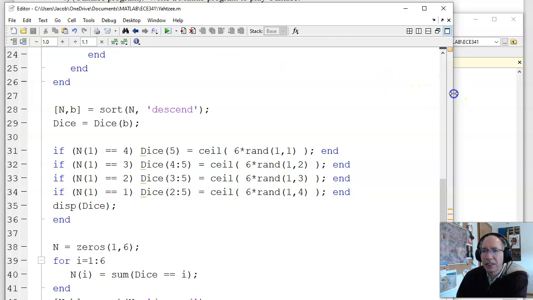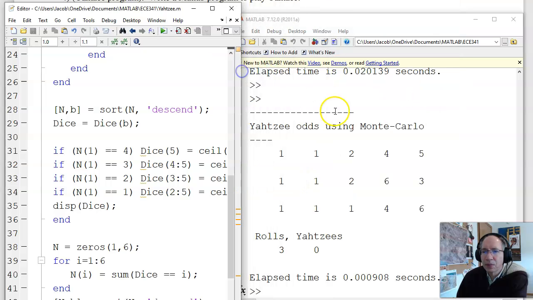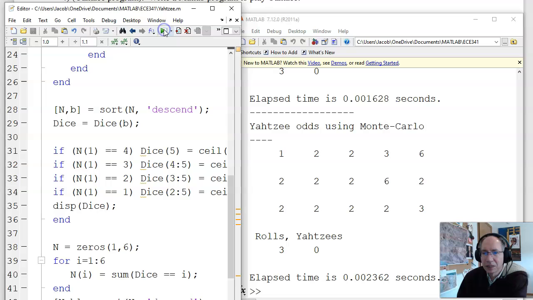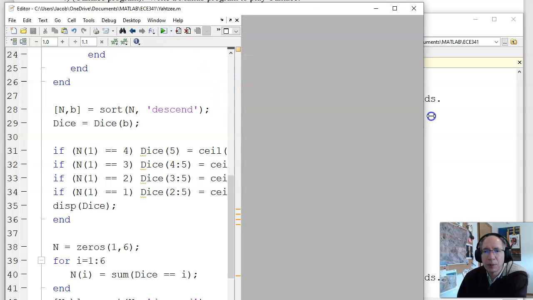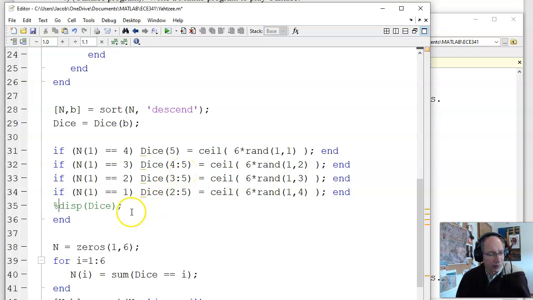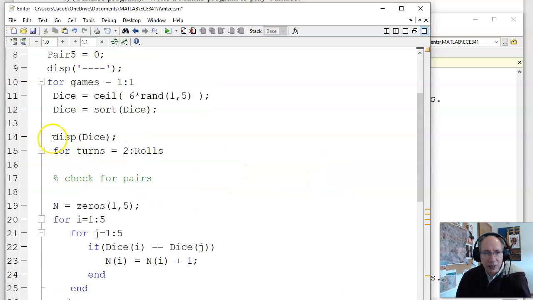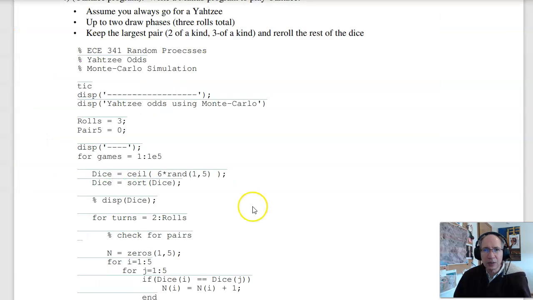Trying it again, I start with 2 1s, keep the 2 1s, try again, and I got 3 1s. So that seems to be working. One way to debug your code is display everything. Once I'm convinced that works, I can do a sanity check.